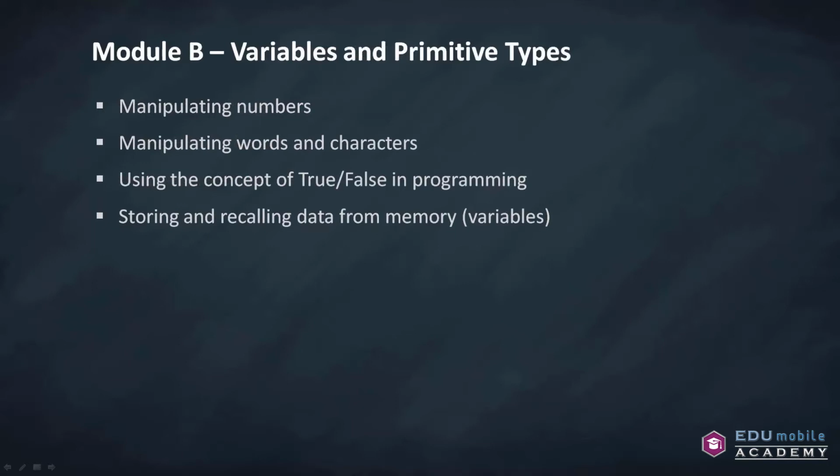In Module B, variables and primitive types, first we're going to learn about numbers, so we'll learn how to do basic arithmetic using JavaScript. We're also going to learn how to manipulate words and characters, and in programming that's known as manipulating strings.